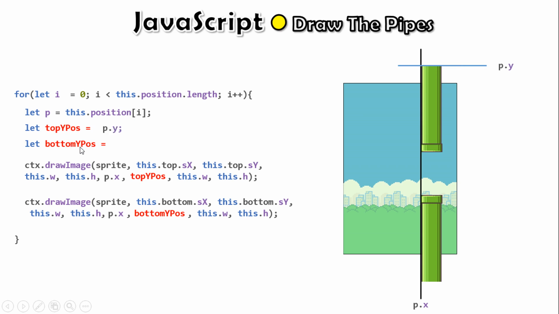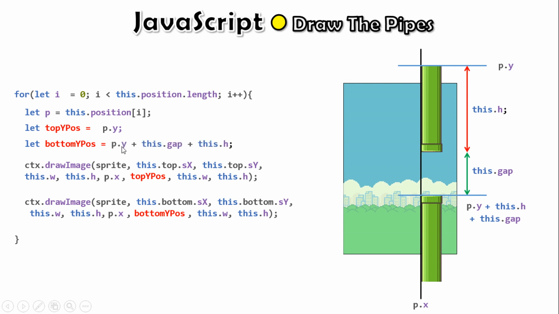Now for the bottom Y position. So this is the p.y position. This is the height of the pipe and this is the gap. So the Y position of the bottom pipe is given by p.y plus this.height plus this.gap. So the bottom Y position is given by this. Now all this code goes inside our draw function.